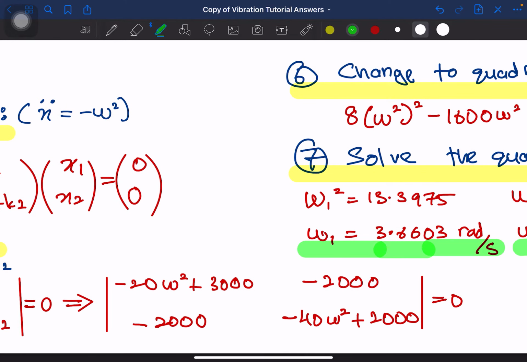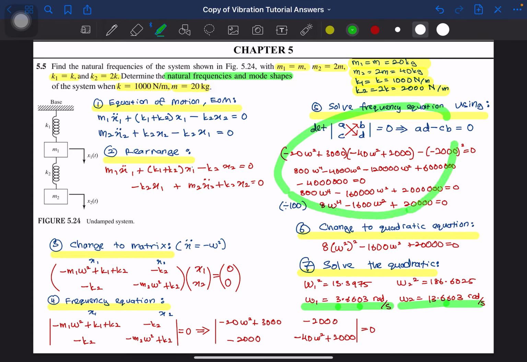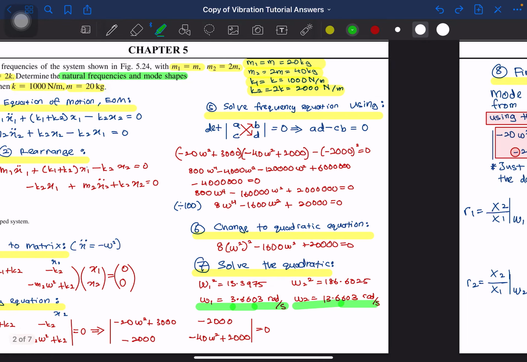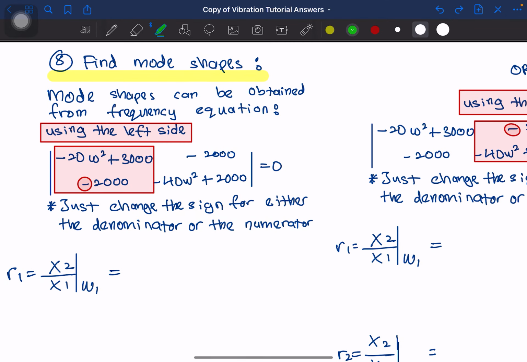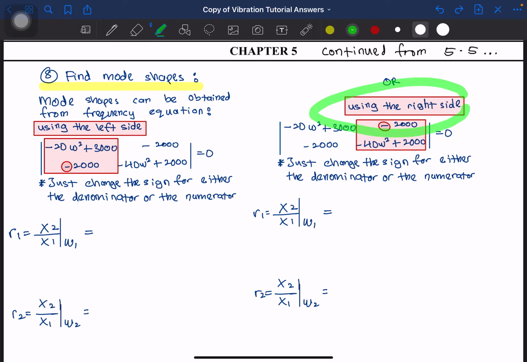From the last simplified frequency equation, this is the simplified version before we solve it using the determinant. As you can see here, this is our simplified frequency equation. There are two ways of doing this: either you use the left side or you use the right side. You'll get the same answer, but I'm going to show you how to do that.